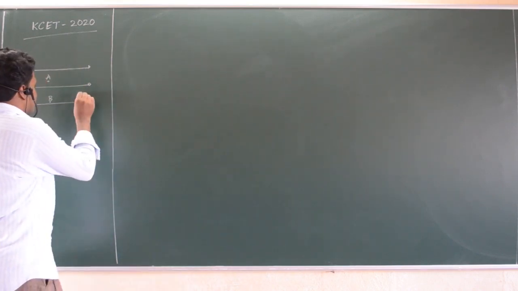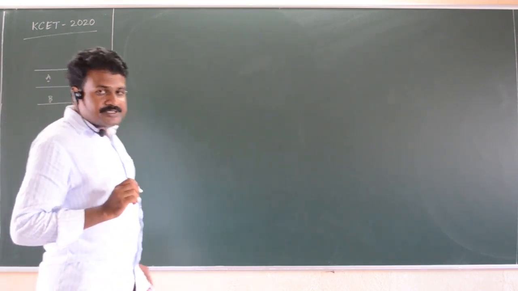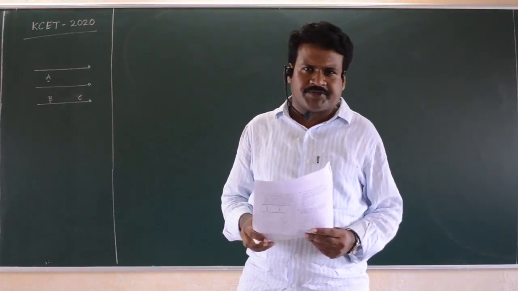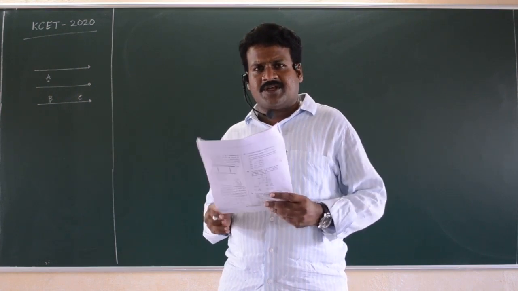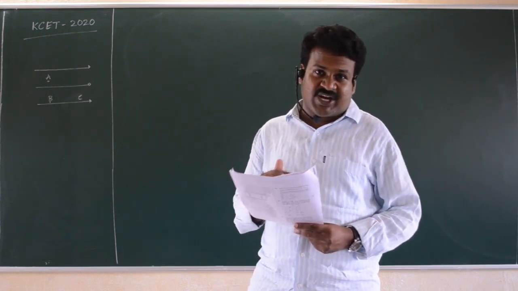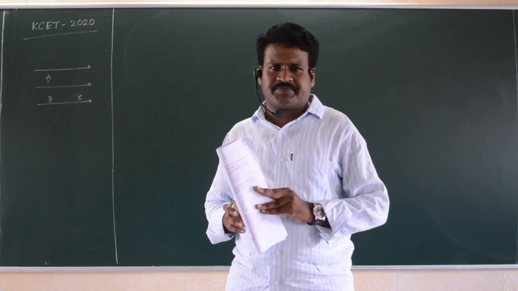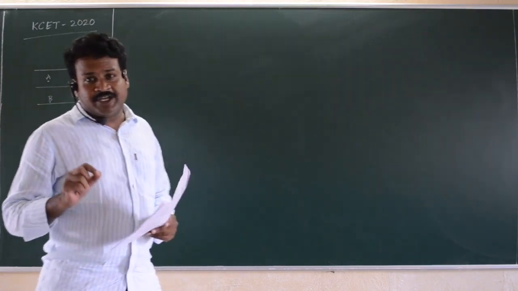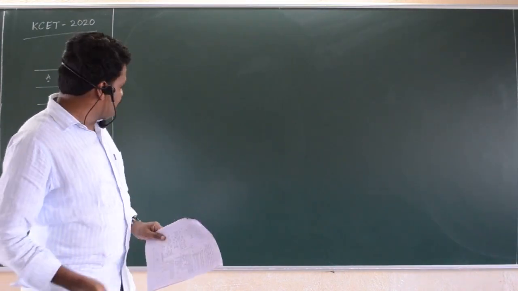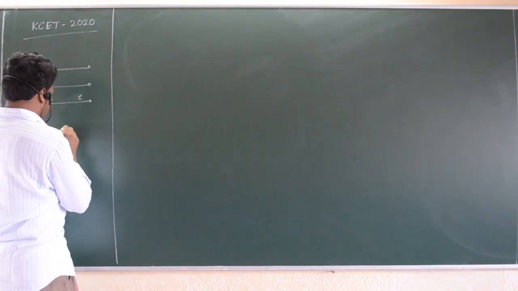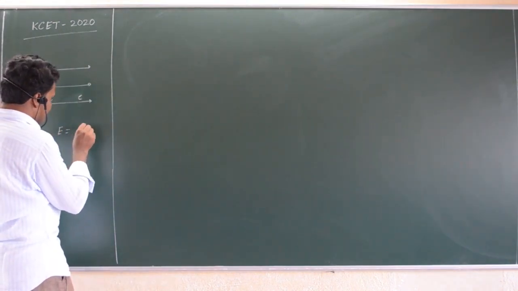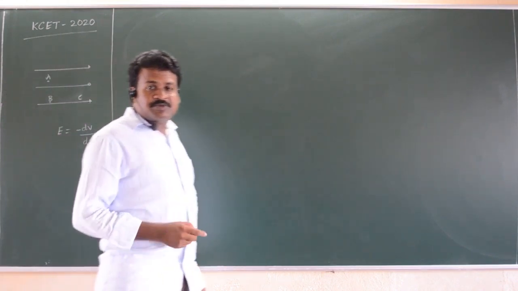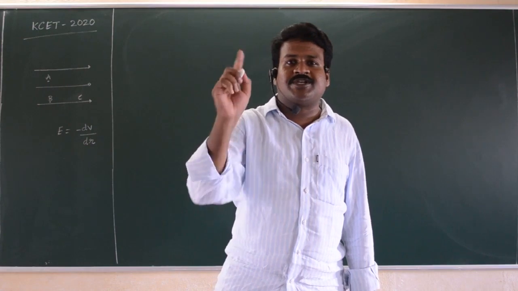This you can solve by remembering one single sentence. Actually this paper is totally based on your NCERT textbook. Those who are perfect with NCERT concepts, NCERT example questions and exercise questions, for them this paper is very simple. From one sentence you will get this answer: negative gradient of potential is field. E is equal to minus dV by dr.